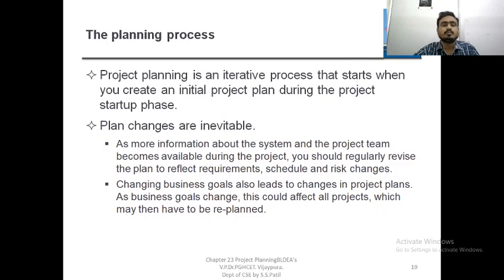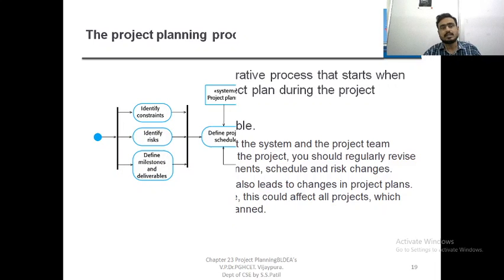The planning process. Project planning is an iterative process that starts when you create an initial project plan. During the project startup phase, plan changes are inevitable. As more information about the system and the project team becomes available during the project, you should regularly revise the plan to reflect the requirements, schedule and risk changes. Changing business goals leads to a change in the project plans. As the business goals change, this could affect all the projects, which may then have to be replanned.